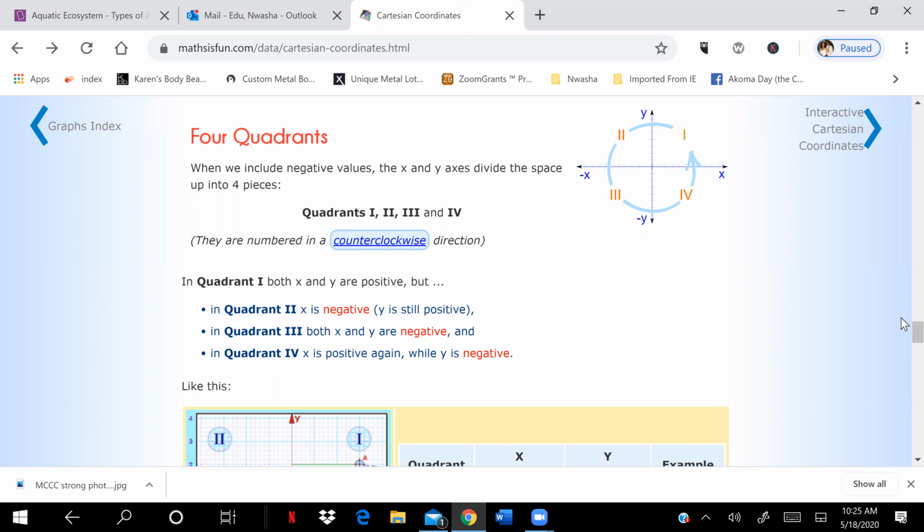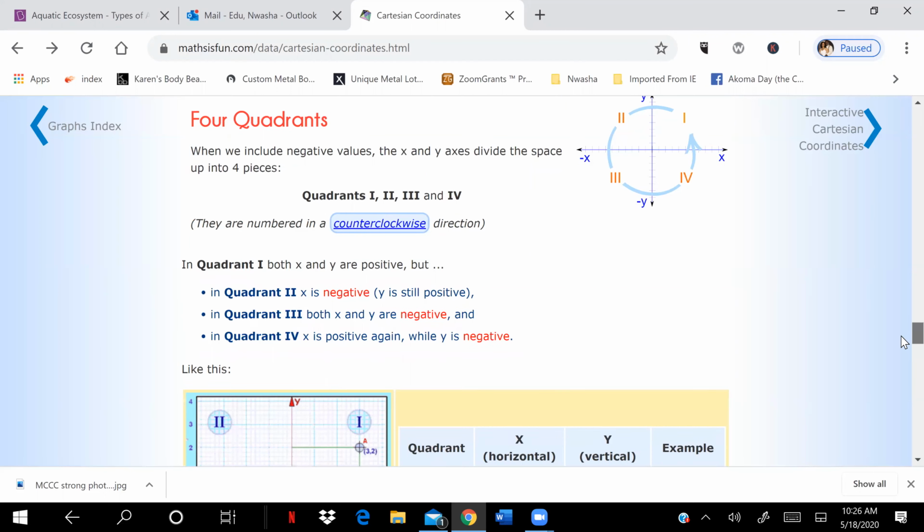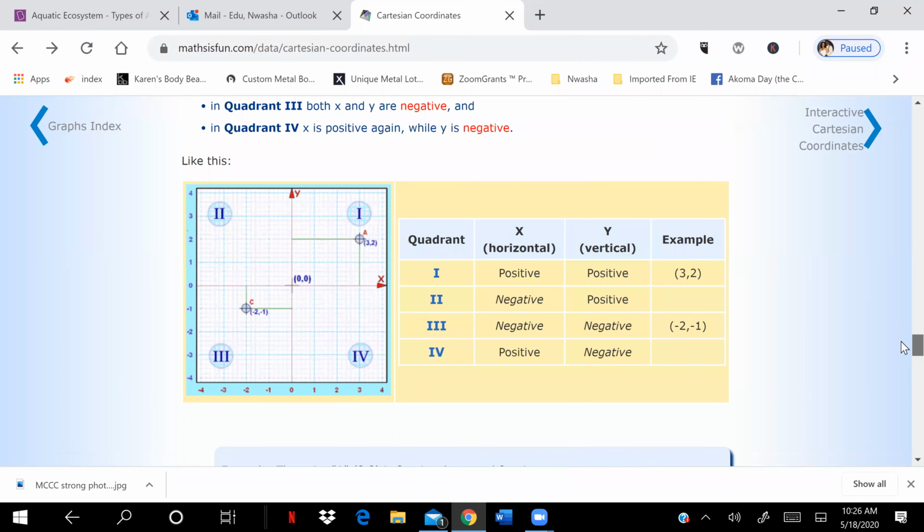Sometimes you might just get a question that says, where is -6, -4? And they're not going to show you the quadrants, of course. So you have to know going negative and negative, that would be quadrant 3. So you're holding this picture in your imagination of 1, 2, 3, 4 going counterclockwise. And this is a little chart of that.